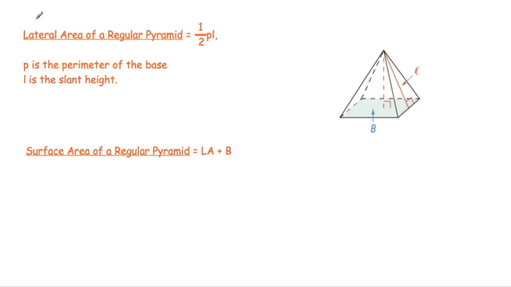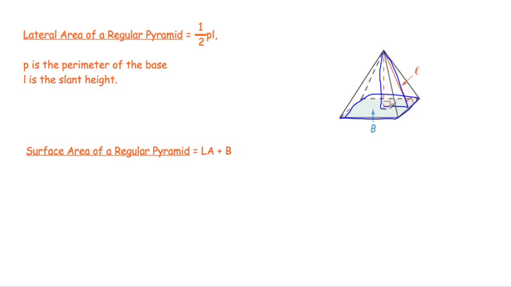All right, so what's our formula? The lateral area of a regular pyramid is going to be 1/2 P times L. And again, P is the perimeter of the base, so we have to add all the sides up around the base. And L is going to be that slant height. Now something you need to know about the slant height is that it's not always going to be given to you, but you can always figure it out.